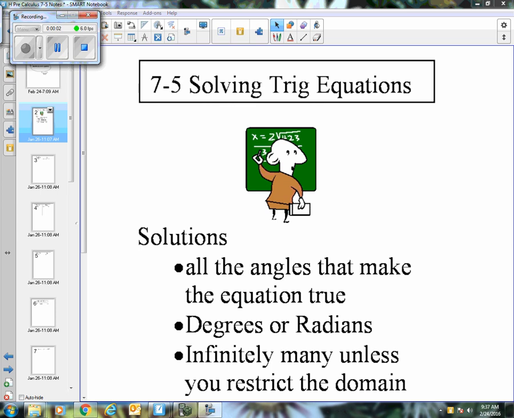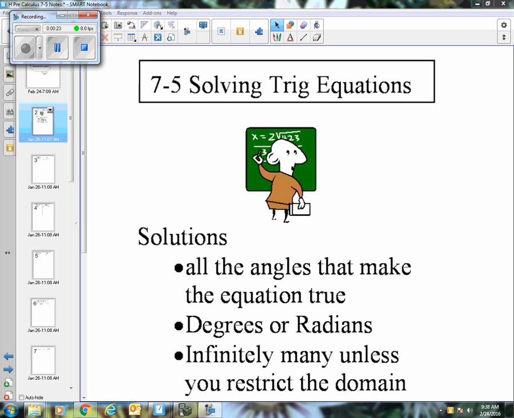All right, everybody, we're kind of at the pinnacle of our trigonometry unit now. We're going to be looking at solving trig equations. So everything that we've been doing up to this point, so simplifying and verifying and doing the unit circle has gotten us ready for this point right here. We're actually going to solve equations that have trig functions in them.